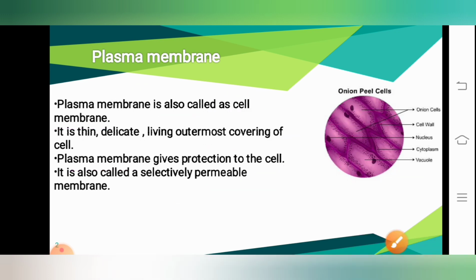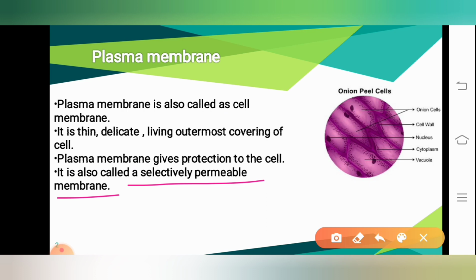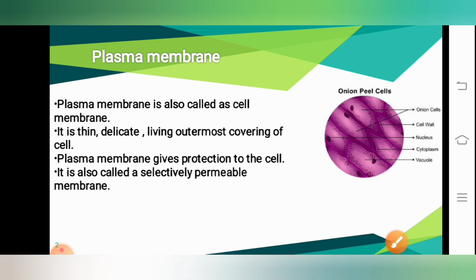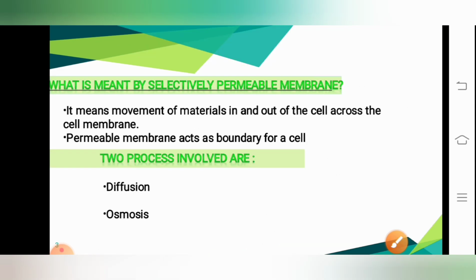And one more important thing, this plasma membrane is also called the selectively permeable membrane. I repeat, it is called the selectively permeable membrane. Then, what do we mean by selectively permeable membrane? Let us understand what is meant by selectively permeable membrane.